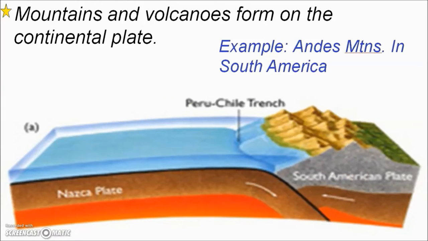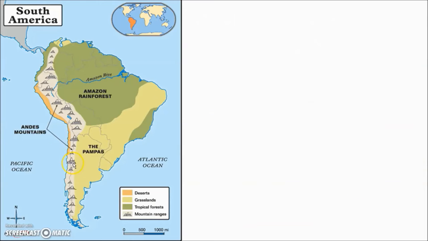Examples, Andes Mountains in South America is a great example. Here you can see this mountain chain, the Andes Mountain chain. This is all formed here. This is a subduction zone right here, and all these mountains get formed by that subduction zone.